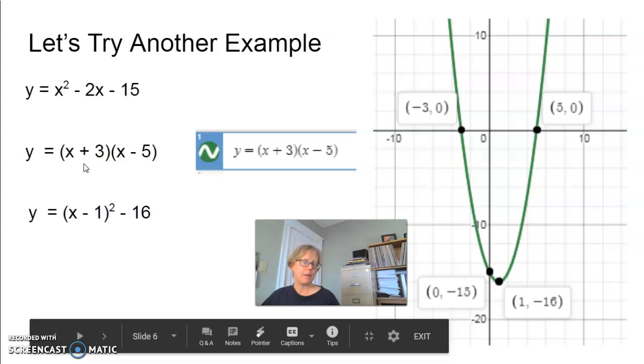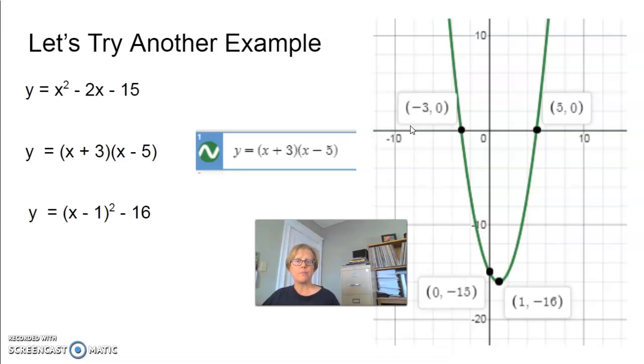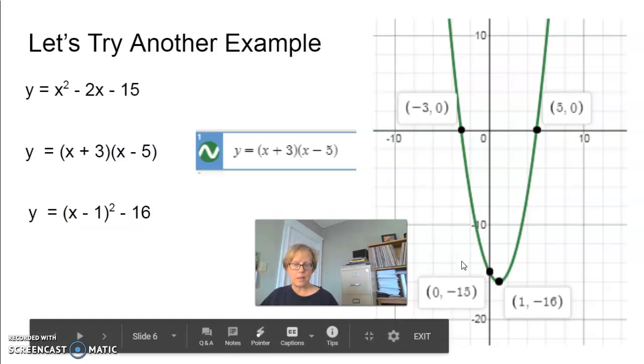X-intercepts should be negative 3 and positive 5. Yep, negative 3, positive 5, there you go. And then right here, I want to have the opposite of the negative 1, so that would be positive 1 for my x, and then my y is negative 16, and sure enough, that's what it is.